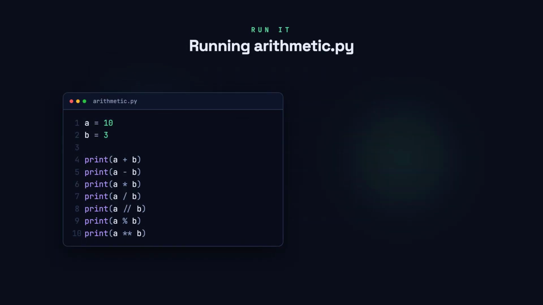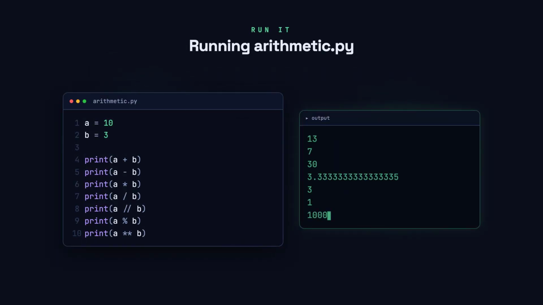Here is the output. 13, 7 and 30 come from addition, subtraction and multiplication. Division gives us a float with decimals. Floor division returns 3, the remainder is 1, and 10 to the power of 3 is 1000.